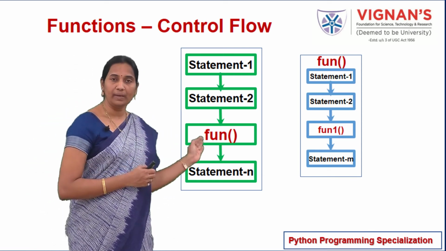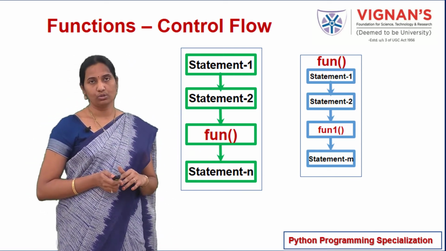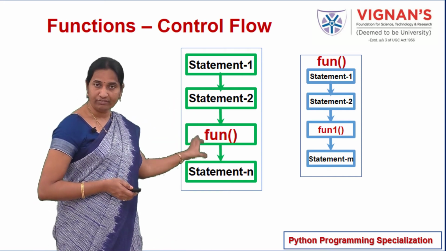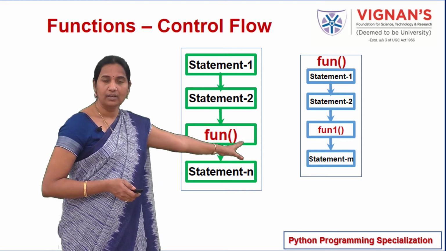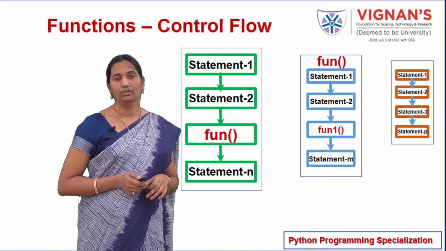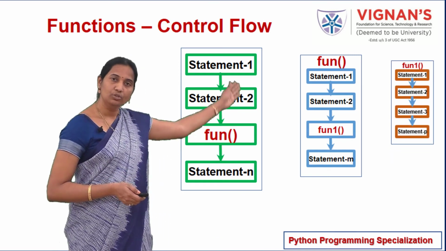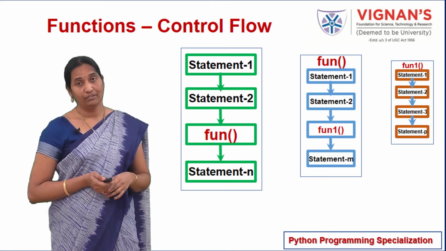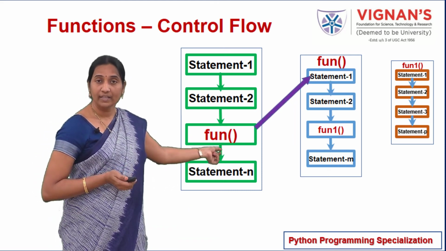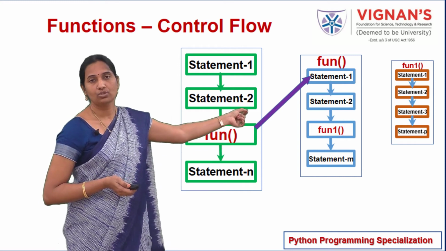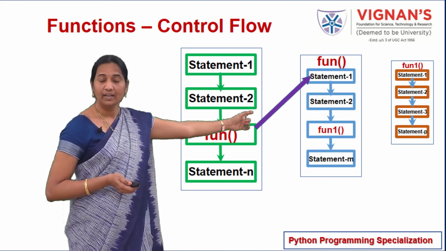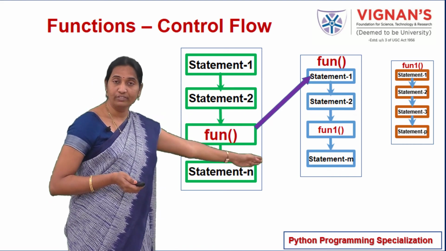This can be extended to multiple levels also. Assuming that this main program is calling the function fun, and the function fun is again calling another function fun1, let's see how the control flow will change. Assume those are all the list of statements that are part of the function fun1. Now whenever the function fun in the original program executes, the flow of control transfers to the first statement of the function fun. Then it starts executing the statements of the function fun.